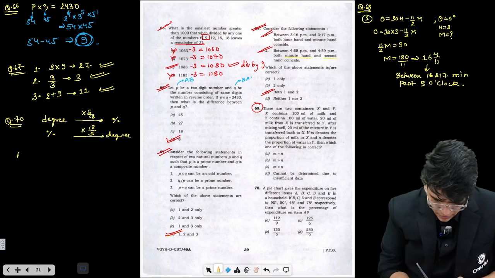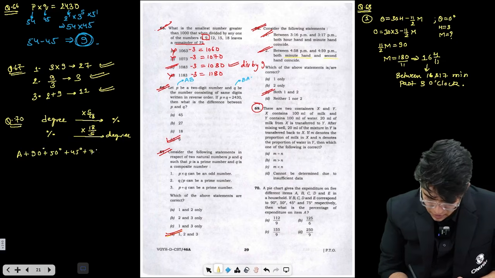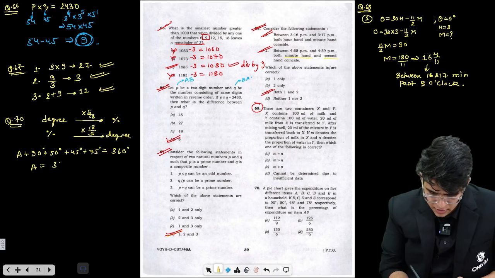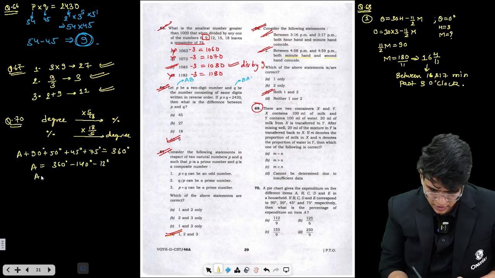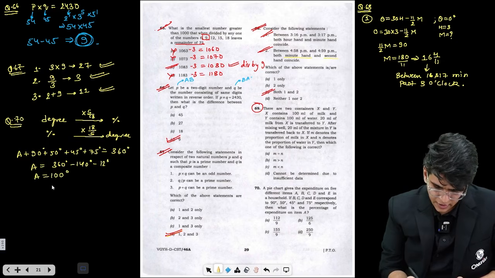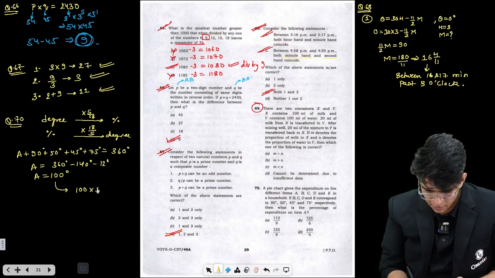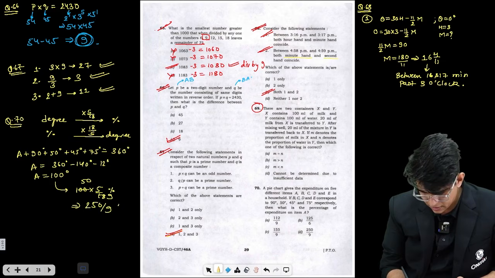So basically A plus 90 degree plus 50 degree plus 45 degree plus 75 degree equals total 360 degree. A is nothing but 360 degree minus 260 degree. So A is nothing but 100 degree. Degree to percentage is into 5 by 18. So this is 100 into 5 by 18 percent, 50 by 9. This is nothing but 250 by 9%.